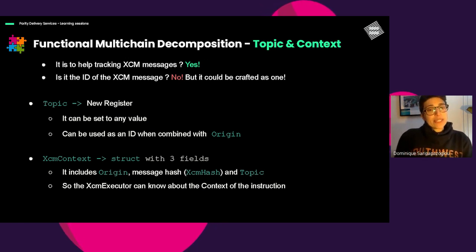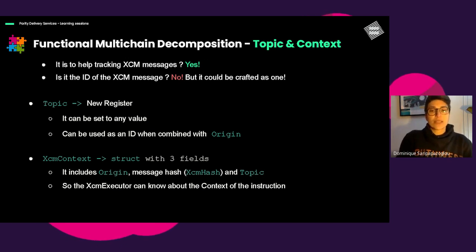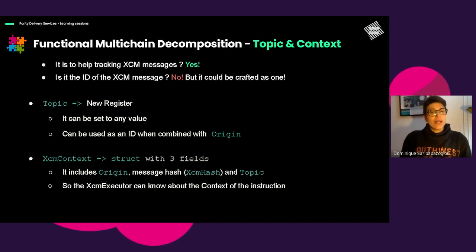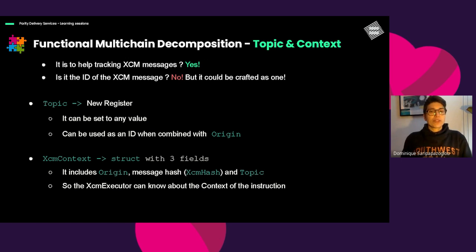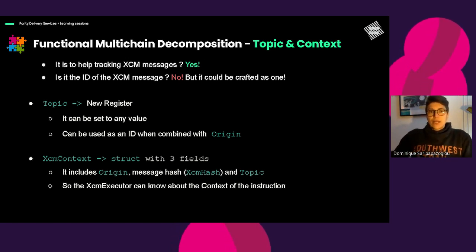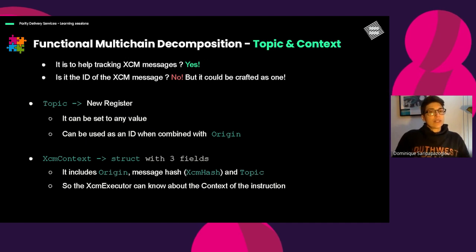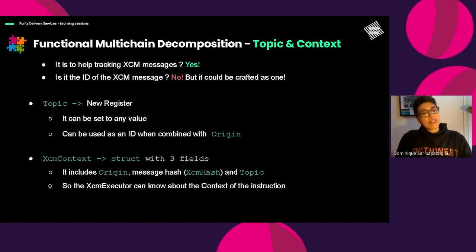The second one is XCM context. XCM context is a struct with three fields: origin, the message hash, which is the XCM hash field, and topic. With these three fields, the XCM executor can know about the context of the instruction. So that's about it. With topic and context, these new changes are why we can have an application that is spread across different shards, because we can track what the XCM message is about with XCM context.